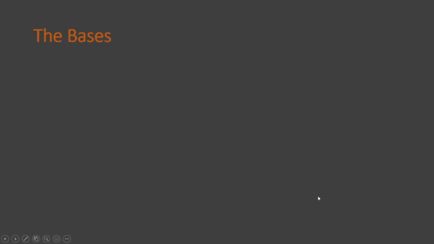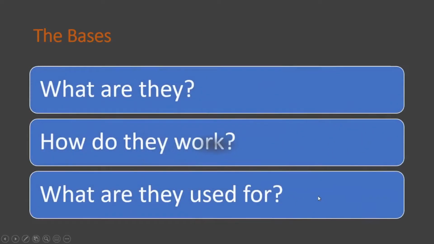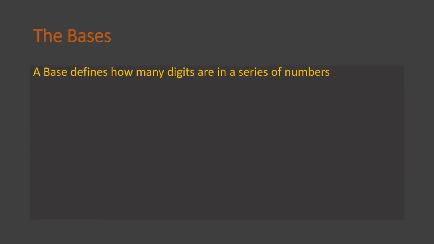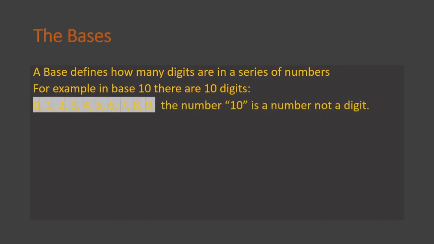Okay, so the bases, right? This is what we'll be going over. What are they, how do they work, and what are they used for? A base defines how many digits are in a series of numbers. So in base 10, there are 10 digits. As you can see, it's 0 to 9. We don't use 10. That's a number, it's not a digit. So we use 0 instead of 10, basically.